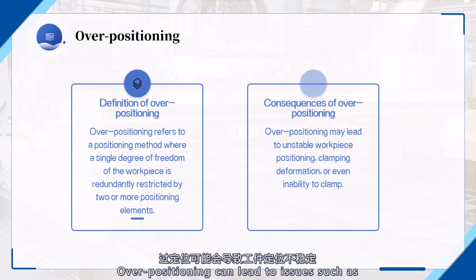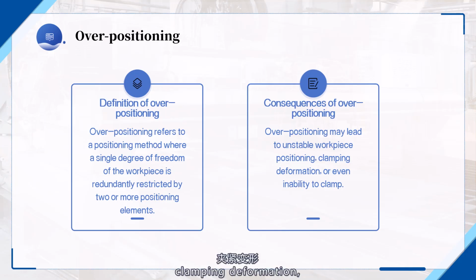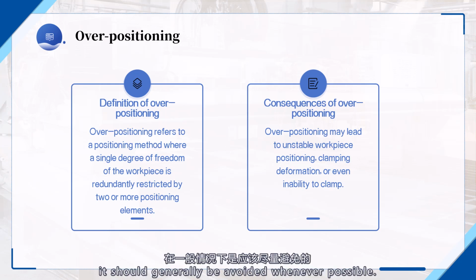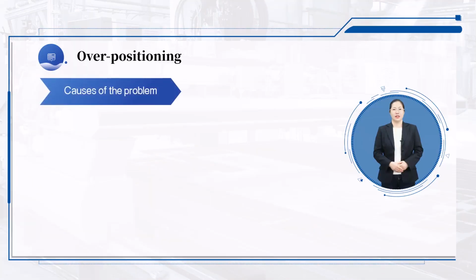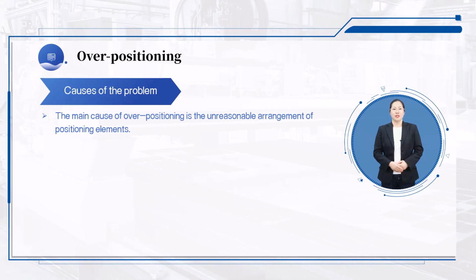Over-positioning can lead to issues such as unstable positioning of the workpiece, clamping deformation, or even the inability to clamp the workpiece. Therefore, it should generally be avoided whenever possible. Causes of over-positioning. The primary cause of over-positioning is the unreasonable arrangement of positioning elements.